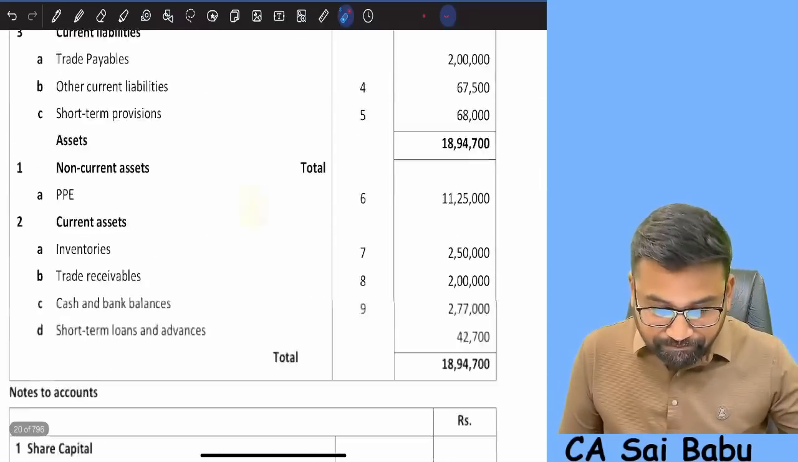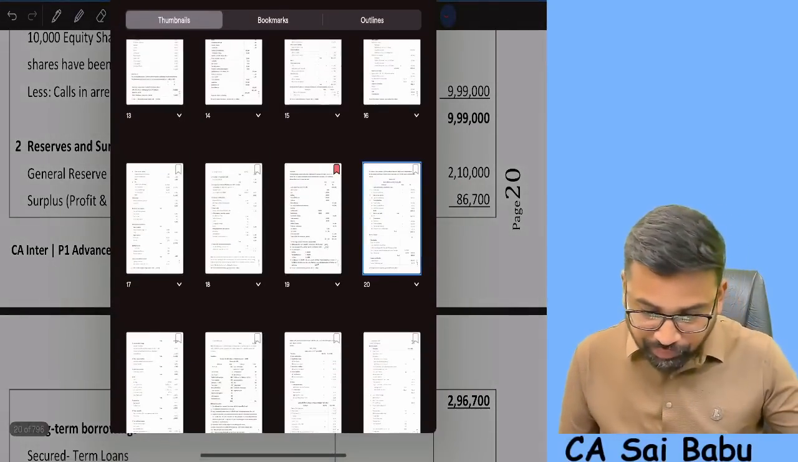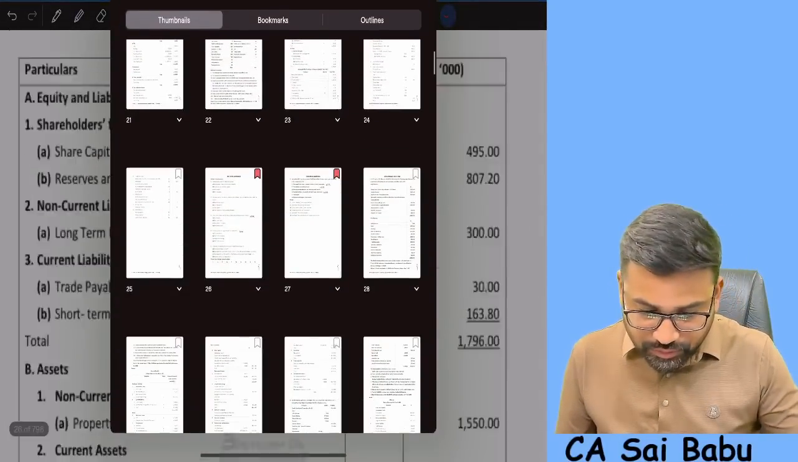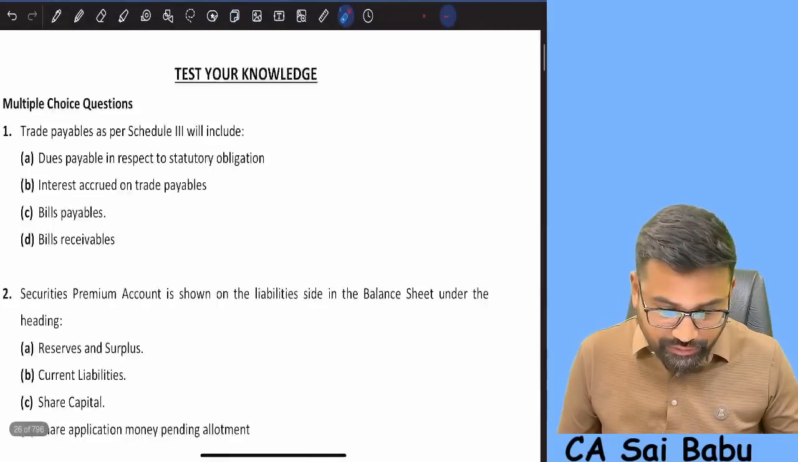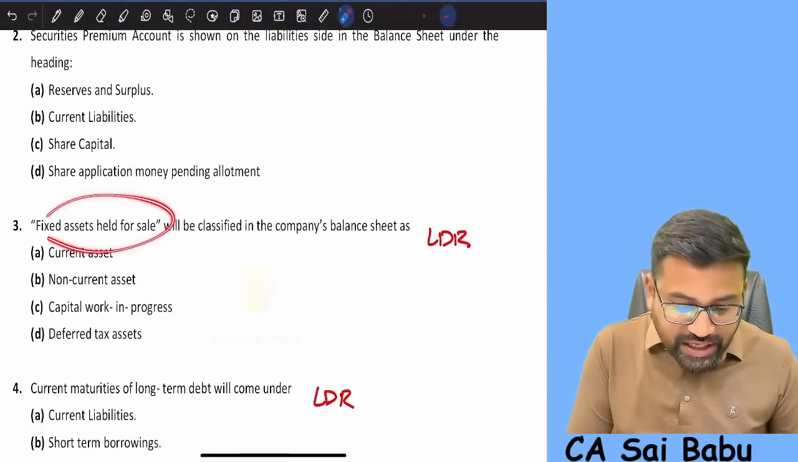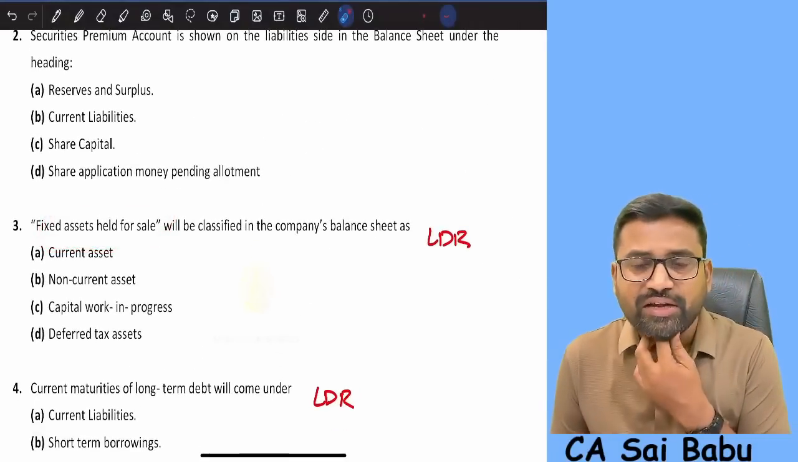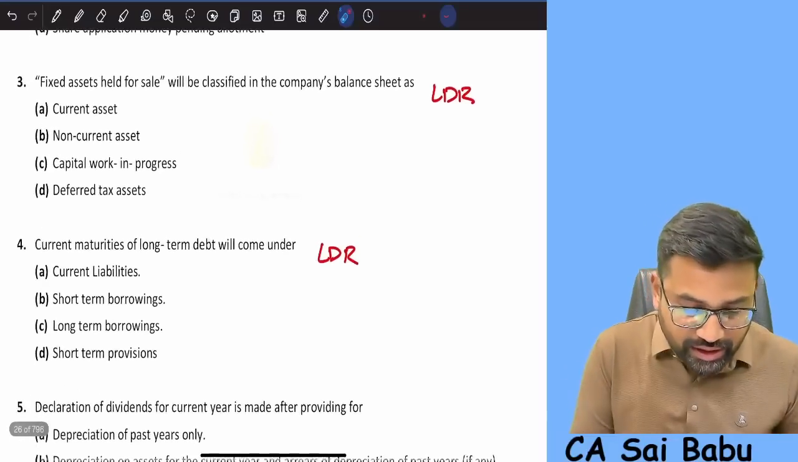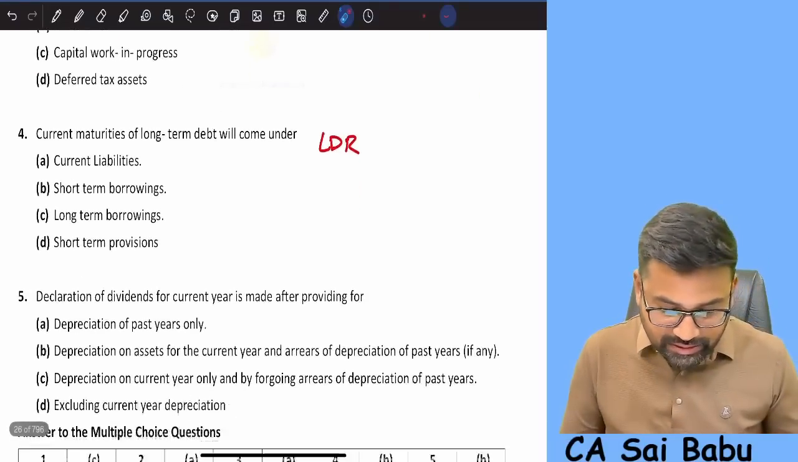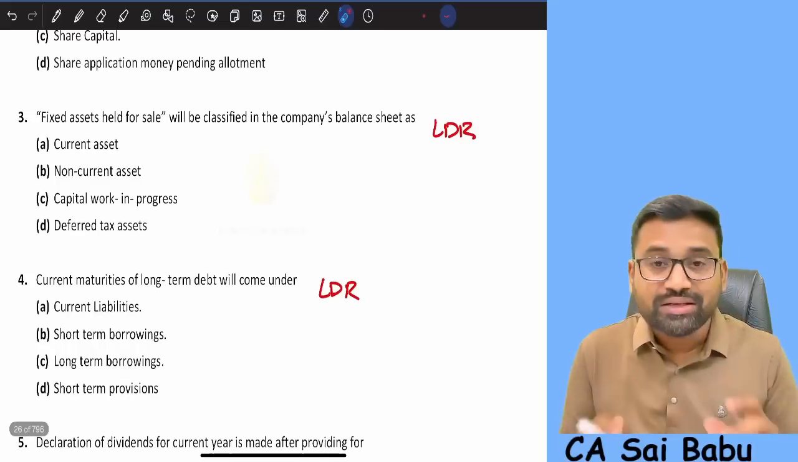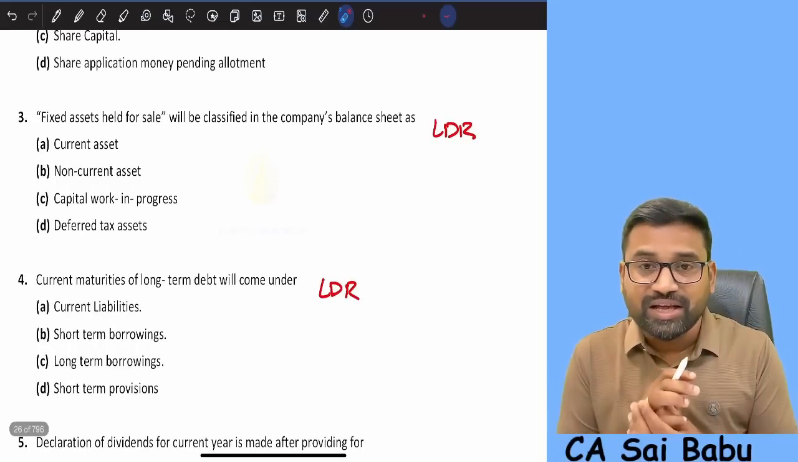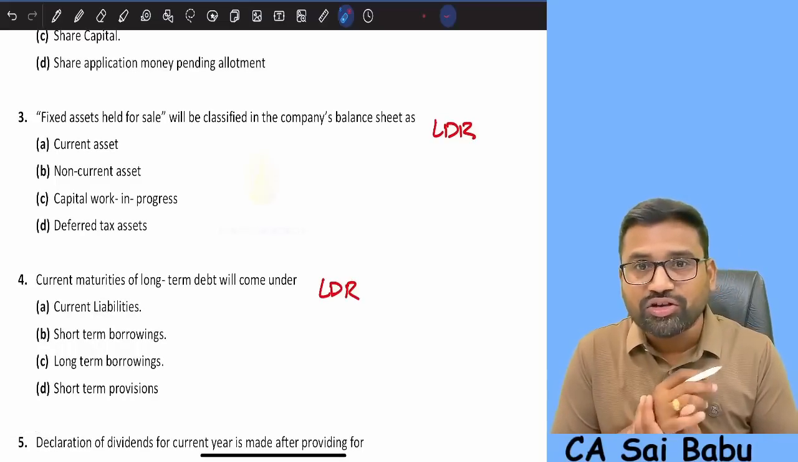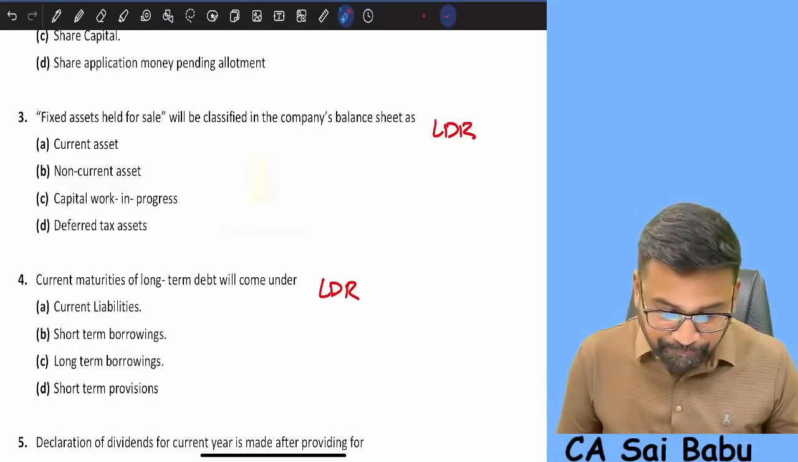Next, any fixed assets held for sale. When fixed assets are held for sale, where will you show them? Current assets. They will be shown as a part of current assets. The definition of current assets and current liabilities: anything held for sale in the ordinary course of the business is a current asset.